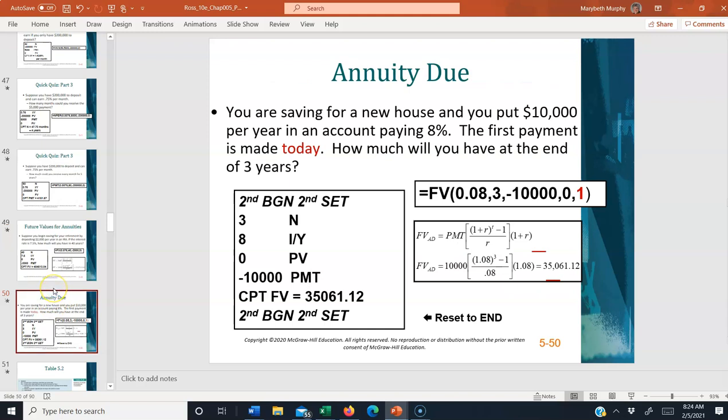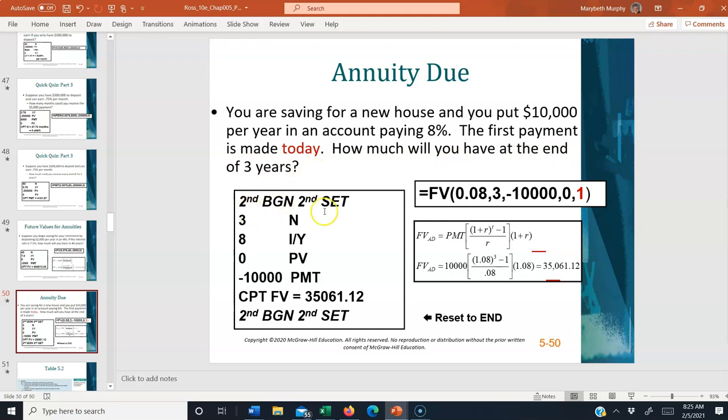Okay, annuity due. In this one, you're saving for a new house and you put $10,000 per year in an account paying 8%. The first payment is made today. Remember we said at annuity due, the payment is made at the beginning of the period, so that makes it an annuity due. How much will you have at the end of 3 years?